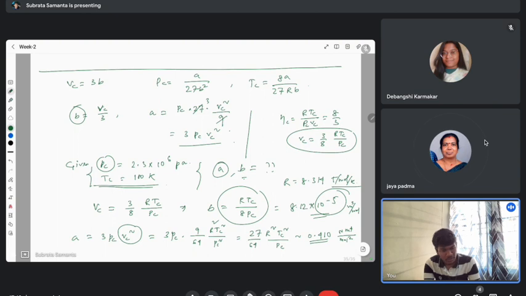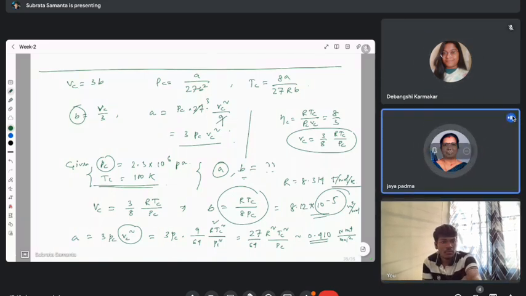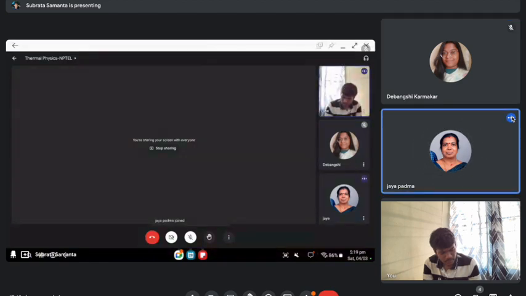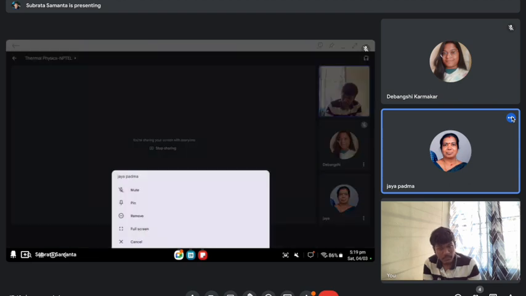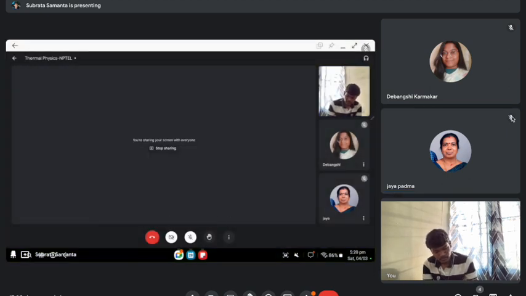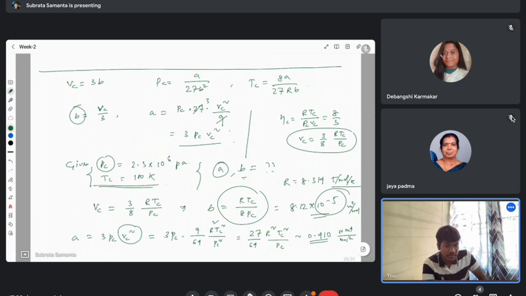Yeah. So look at the orders. Okay, so the B, the volume correction, its order is 10 to the power minus 5. Right? Yeah, so now focus on the orders. So the order of B is 10 to the power minus 5, and the order of A is 10 to the power minus 1.